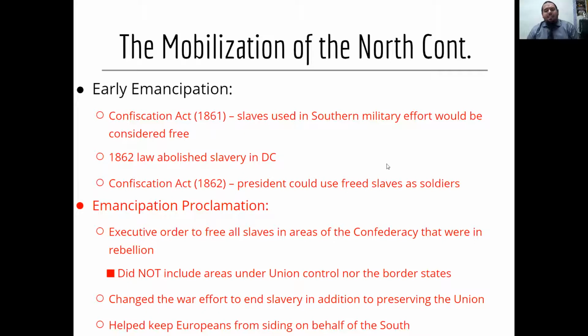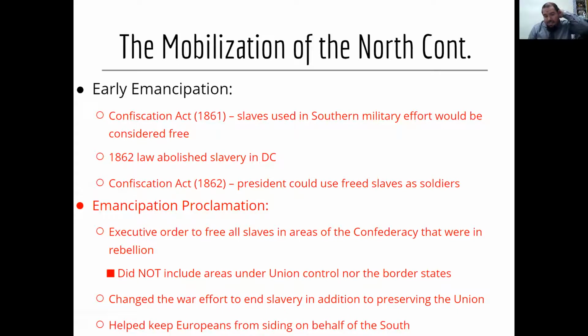And that's going to lead to the Emancipation Proclamation, which is the executive order to free all slaves in areas of the Confederacy that were in rebellion. Keyword, in rebellion. So it doesn't get rid of slavery in the border states. Okay, it frees all slaves in the Confederacy that are in rebellion. Okay, keyword, again, did not include areas under Union control nor the border states. This will change the war effort to eventually end slavery, in addition to preserving the Union.